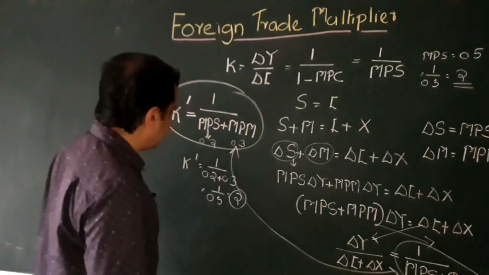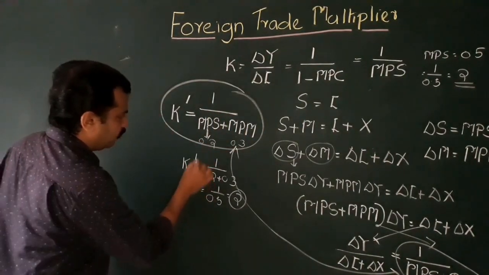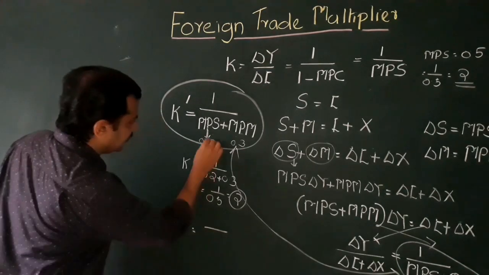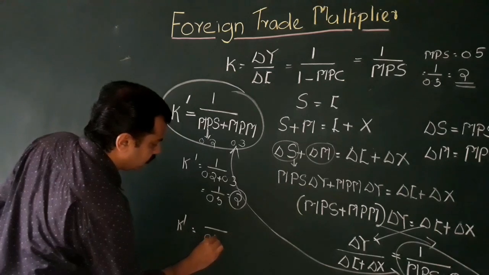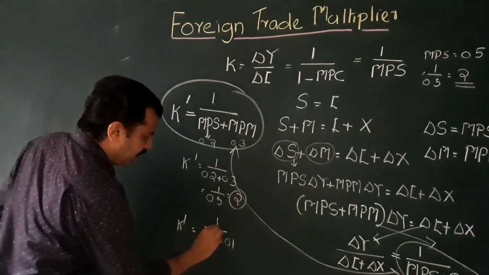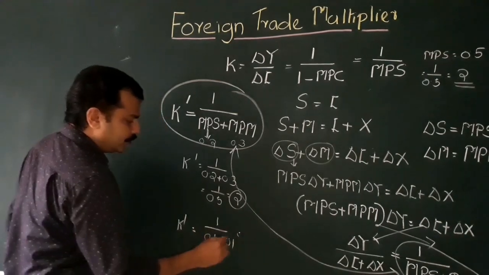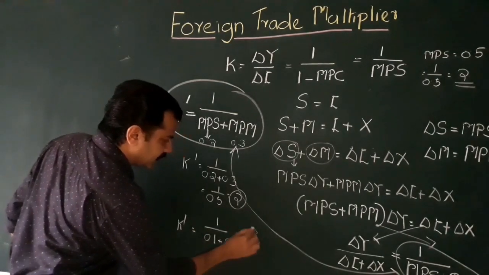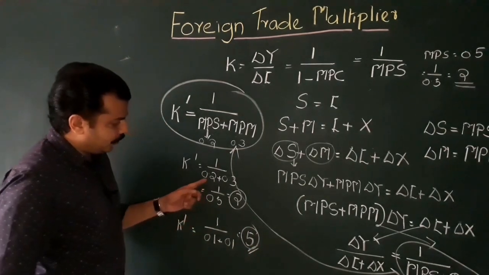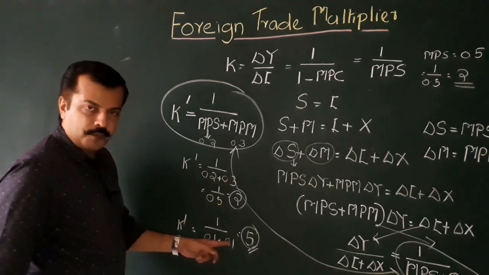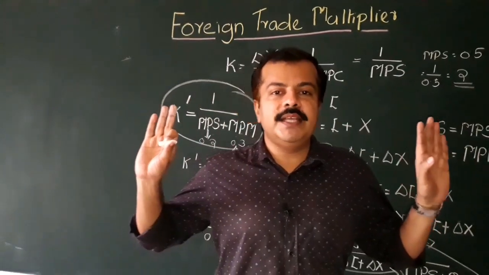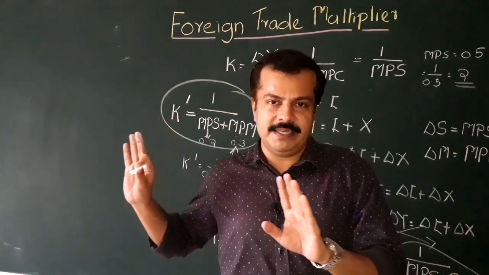And similarly, let us say that if the MPS, on the other hand, if I say MPS is 0.1 and MPM is also 0.1, then K dash will be equal to 1 by 0.2, which will be equal to 5. See, smaller the leakages. Here we have 0.2 and 0.3. Now we have 0.1 and 0.1 in our second example. Smaller the leakages, higher will be the value of the foreign trade multiplier.